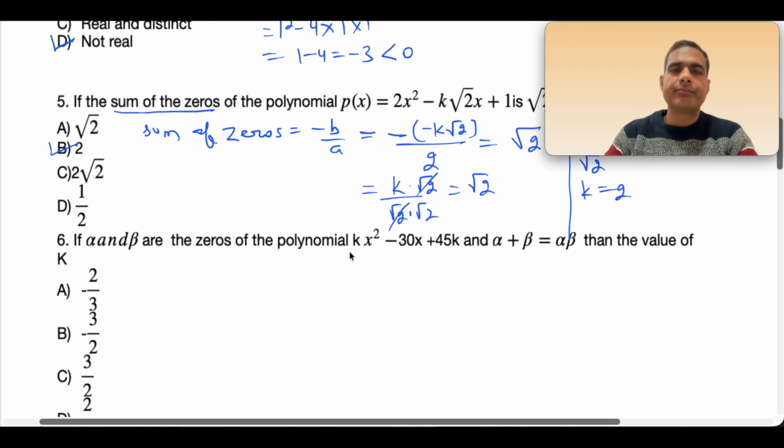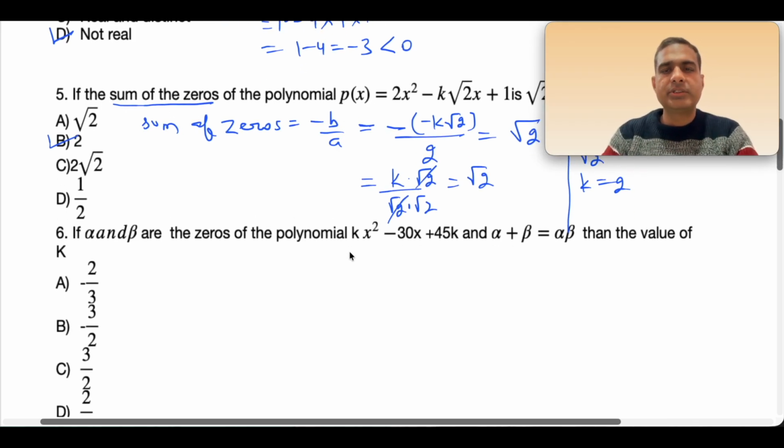Now moving to question number 6. If alpha and beta are the zeros of the polynomial kx square minus 30x plus 45k, and it is given that alpha plus beta is equal to alpha beta, then the value of k is. So the options are given. We have to find out the value of k if alpha plus beta is equal to alpha beta. So alpha and beta are what? They are the zeros, or roots, of this polynomial.